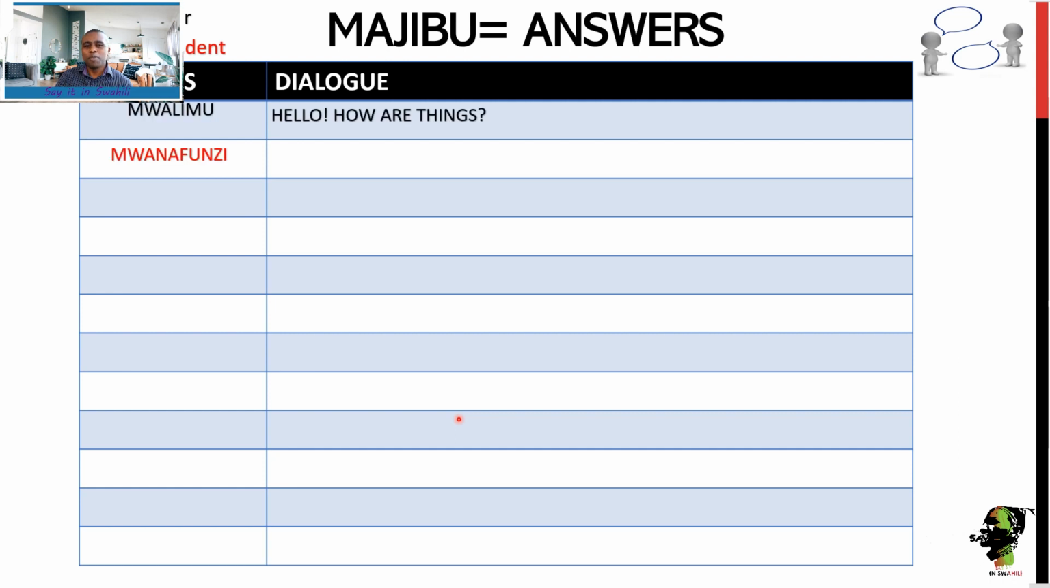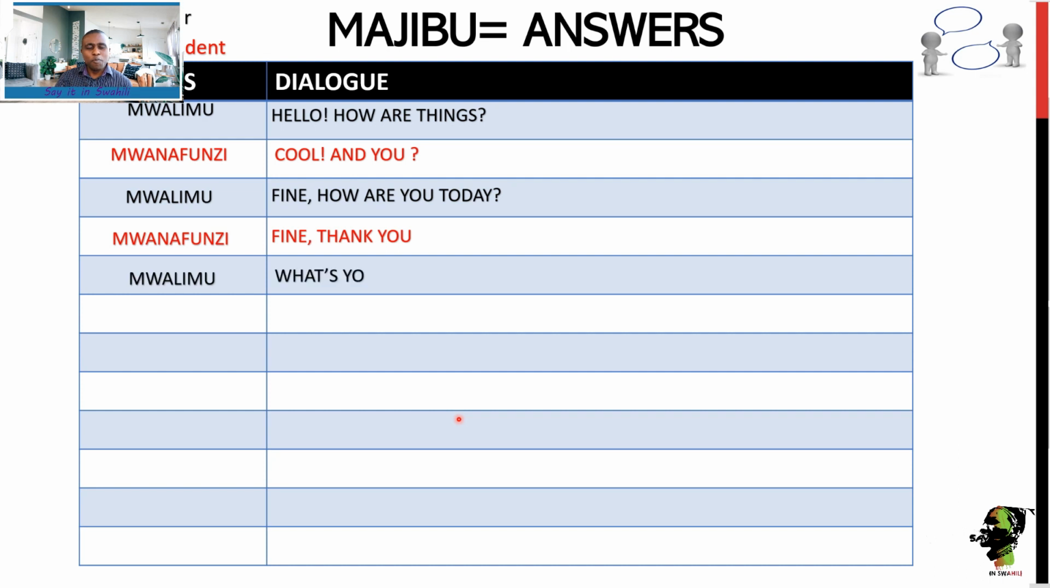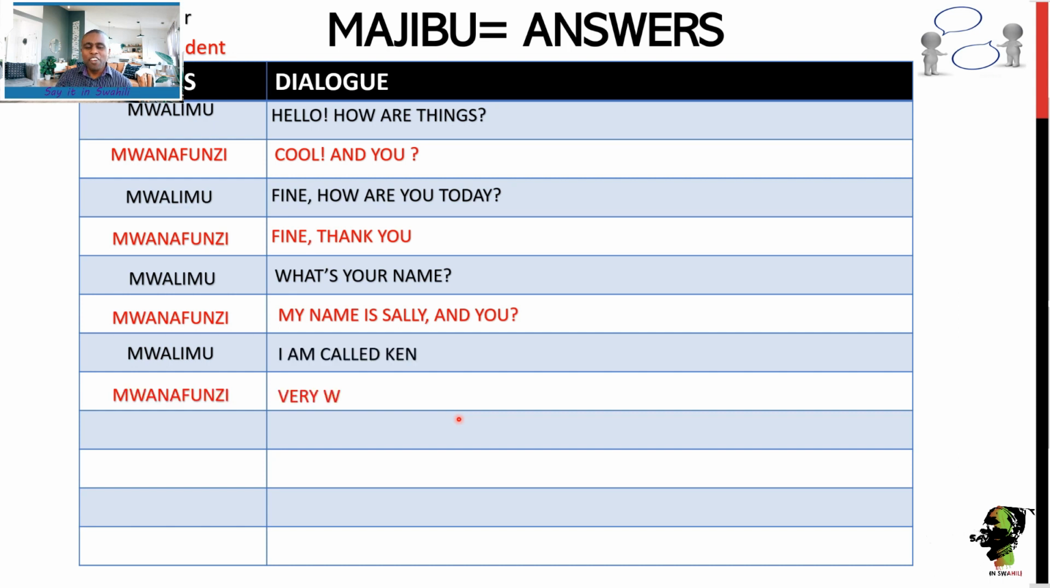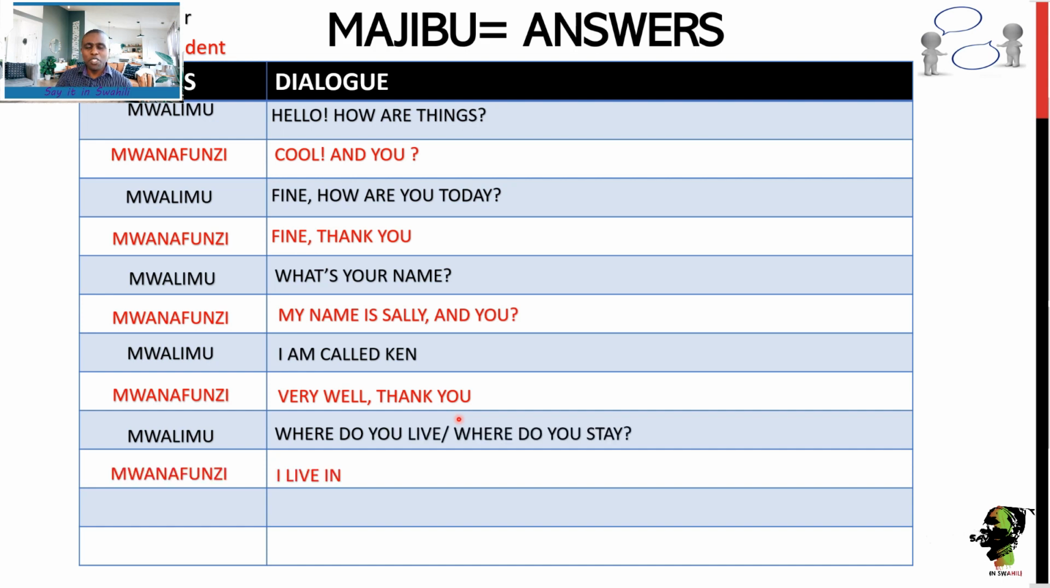So the mwalimu comes in and says, Hello, how are things, mwanafunzi? You said, Cool, and you? Mwalimu said, Fine. How are you today? You said, Fine, thank you. Mwalimu said, What's your name? You said, My name is Sally. And you? Mwalimu said, I am called Ken. You said, Very well, thank you. Mwalimu said, Where do you live, or where do you stay? Mwanafunzi, you said, I live in Nairobi. And you? Mwalimu, I said, I live in London. You said, very well, and goodbye.